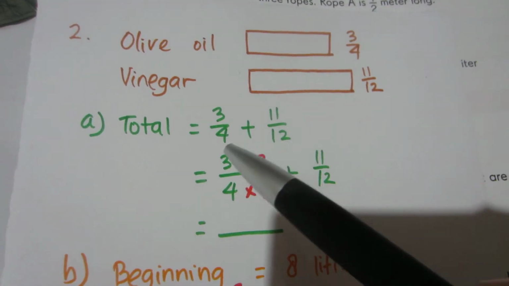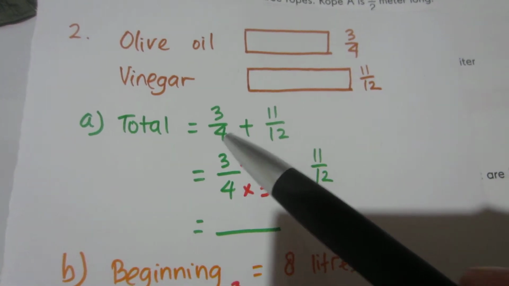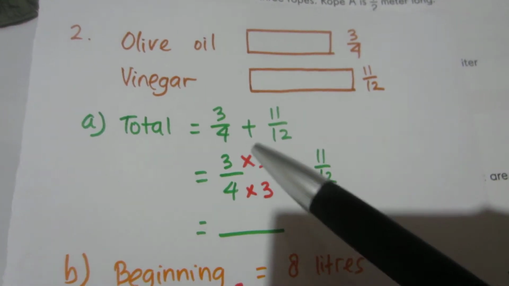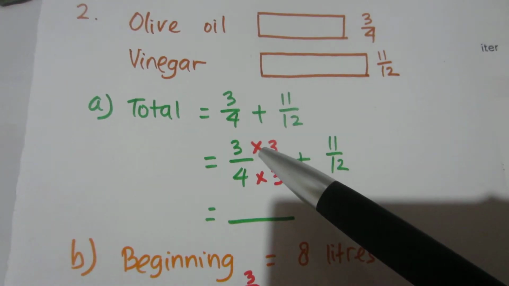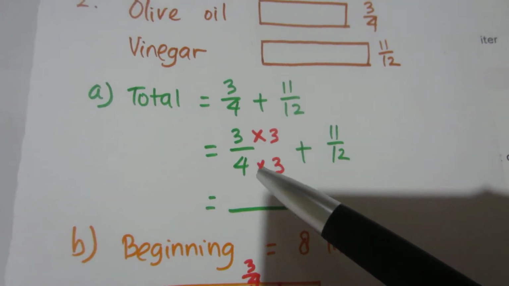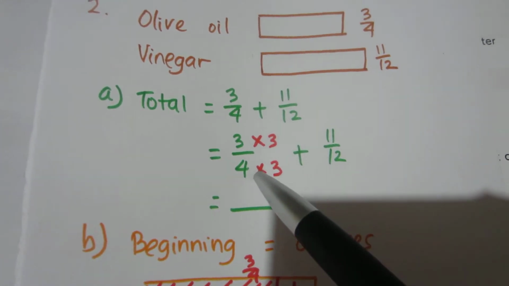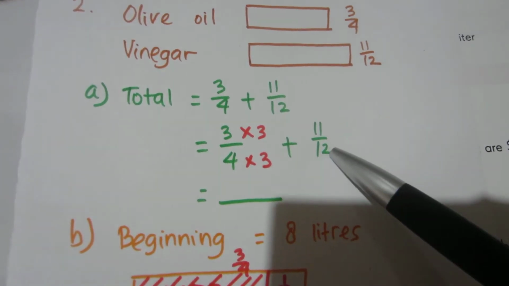How to do that? We multiply it with 3 because when 4 multiplied by 3, it becomes 12. And when you multiply the denominator, you also have to multiply the numerator. You multiply this by 3 and 3, you get the answer, and then you add up with this one.